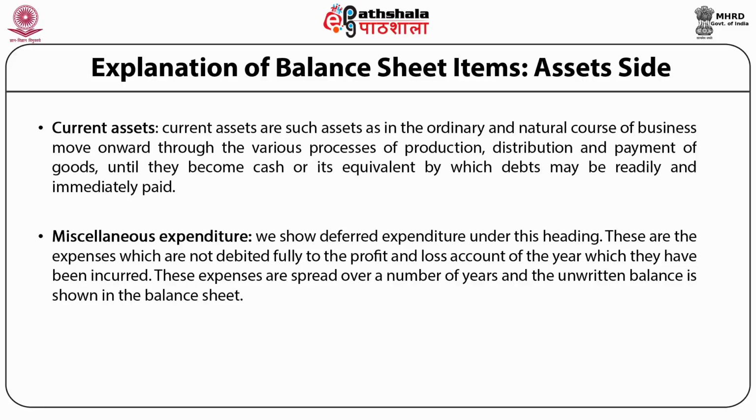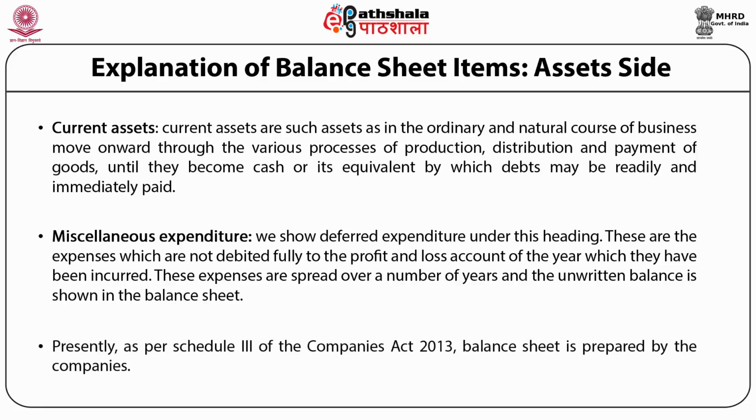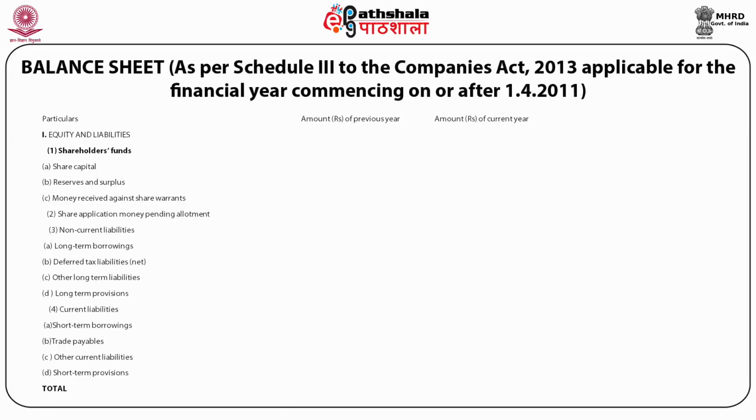Presently, as per Schedule 3 of the Companies Act 2013, the balance sheet is prepared by companies. The balance sheet as per Schedule 3 of the Companies Act 2013, applicable for the financial year commencing on or after 1st April 2011, is given here, and according to this the balance sheet is divided into two parts. The first is equity and liabilities. The amounts of the previous year and current year are to be disclosed.